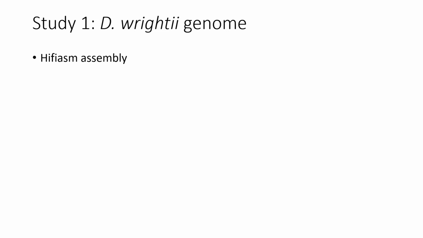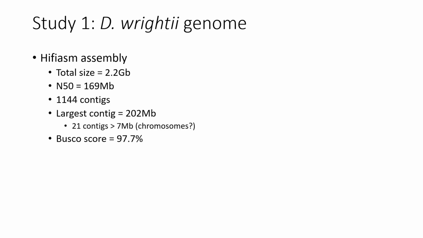The Hifiasm assembly produced a total size of 2.2 gigabases, which is about what we expected. Most of the contigs are really, really big, or at least a handful of them are, the largest of which was over 200 megabases. And over 20 of those contigs were large enough to potentially be whole chromosomes. And I had a highly complete BUSCO score over 97%.